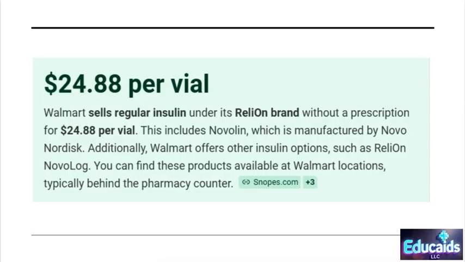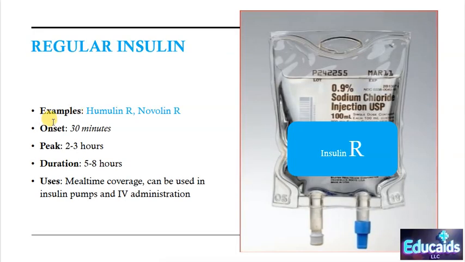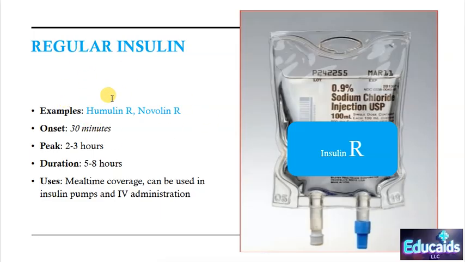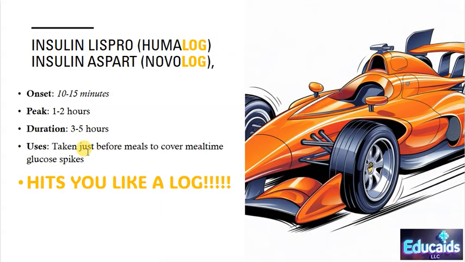However, the biggest mistake I've seen in practice is patients will think that regular insulin is interchangeable with the Novolog and Humalog insulin. The peak, onset, and duration are just a little bit different. Your Humalog is your race car one, and it works really, really quickly. But the regular insulin works a little bit slower, and it also stays in your system longer. Regular insulin stays in your system for 5 to 8 hours, whereas the Novolog, the race car one, is in and out of your system within 3 to 5 hours.